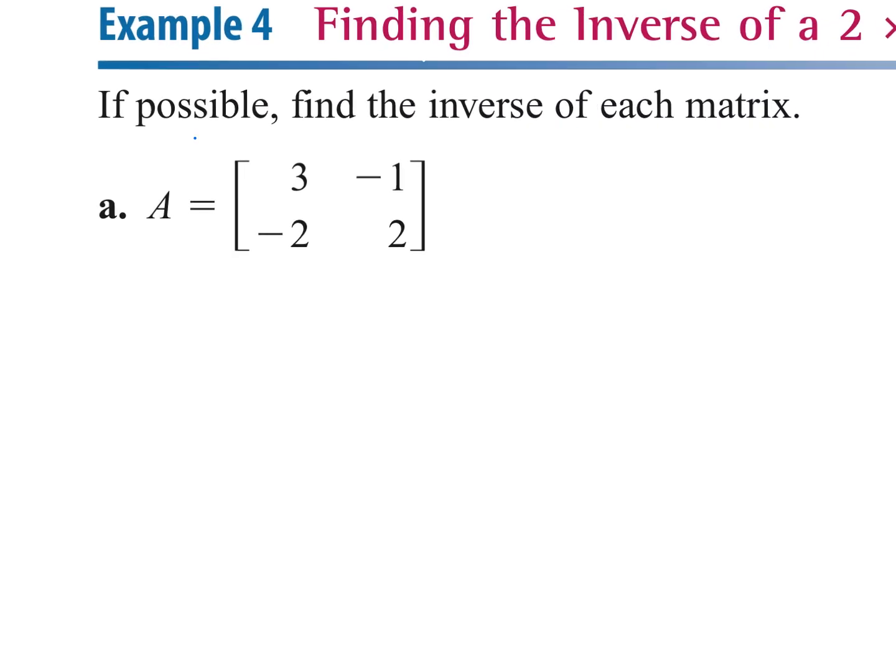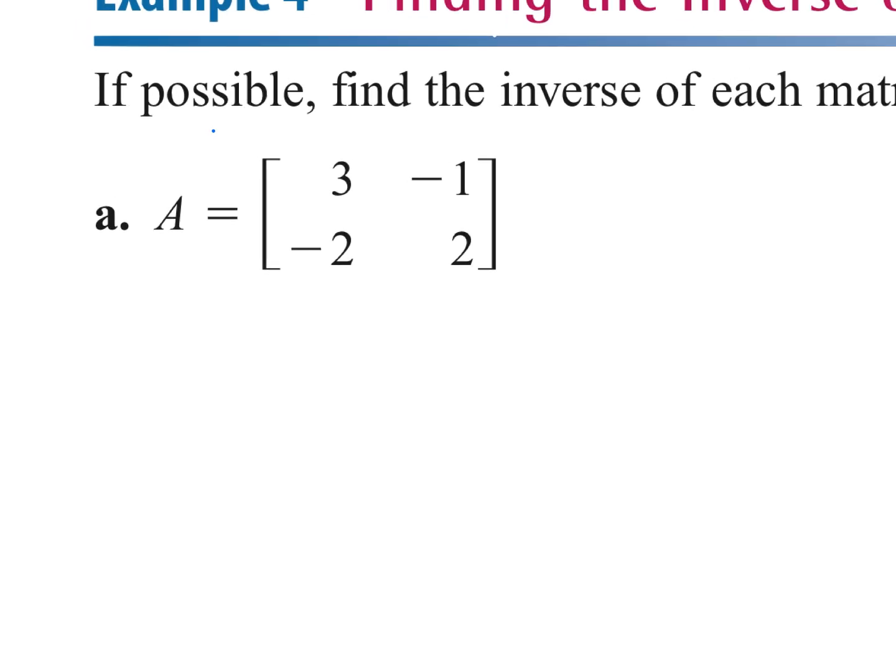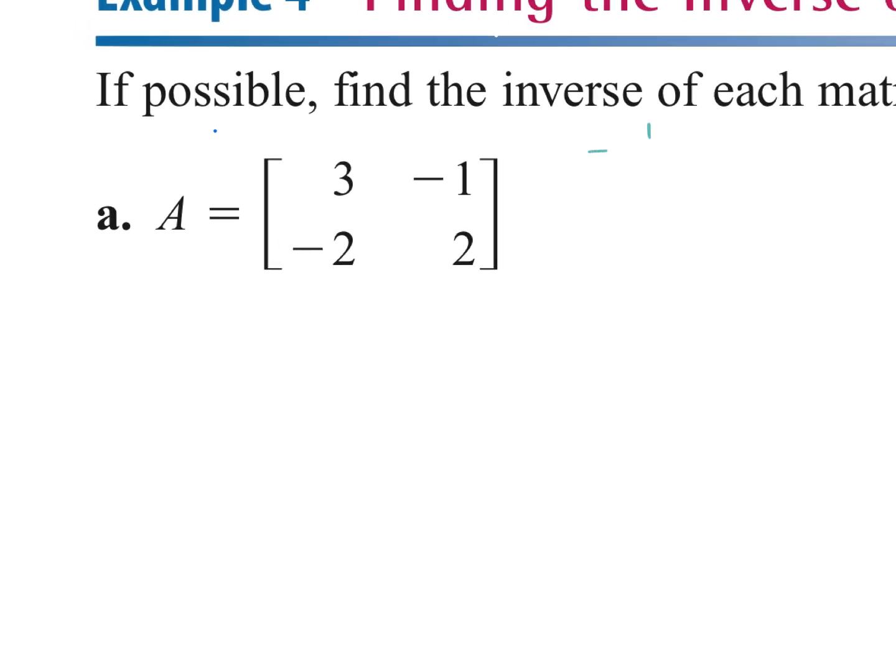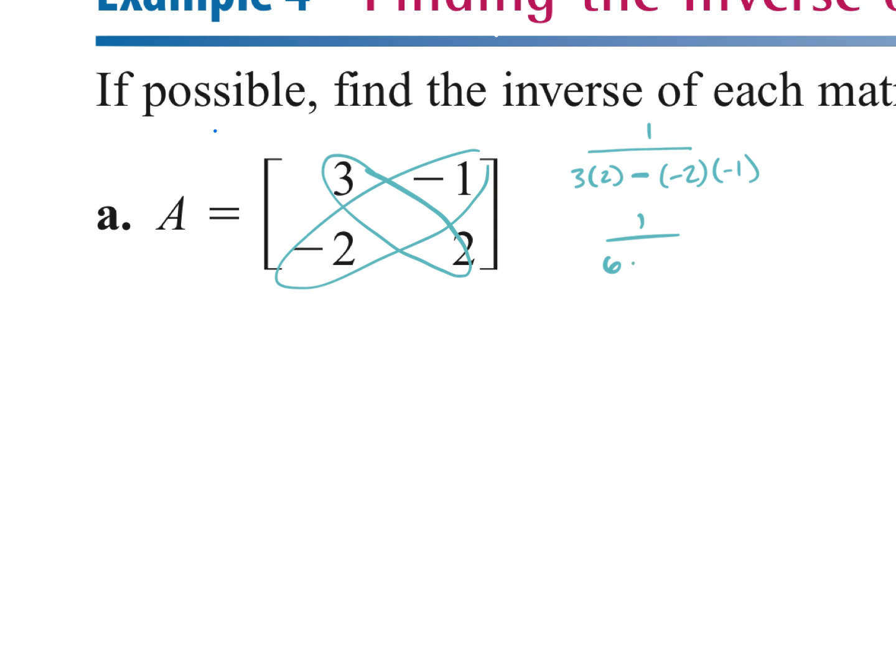So example 4, it says, if possible, find the inverse of each matrix. So I'm going to start by finding what 1 over the majors minus the minors are. So our majors would be 3 times 2 minus the minors, which is -2 times -1. So 3 times 2 would be 6, minus -2 times -1 would be +2. 6 minus 2 is 4. So this gives us 1/4. So 1/4 is going to be our scalar.